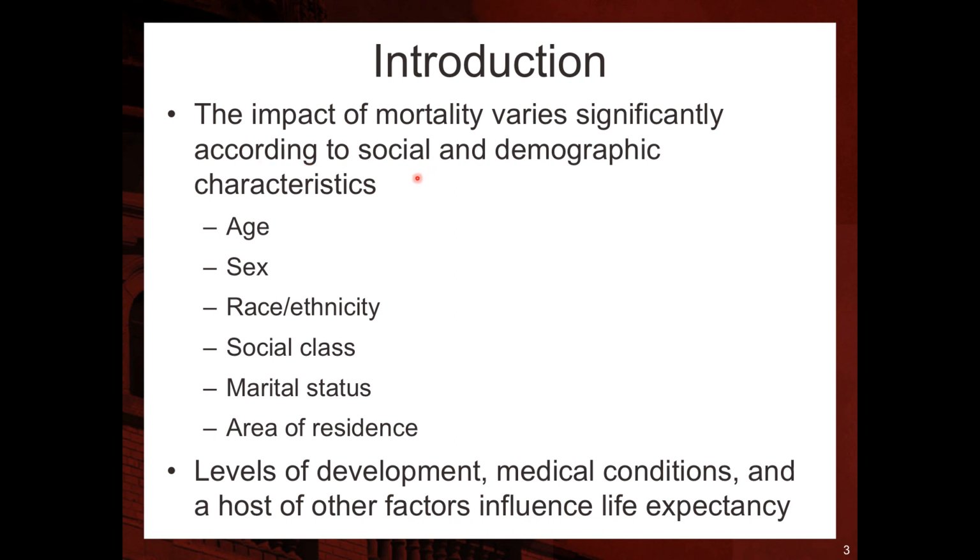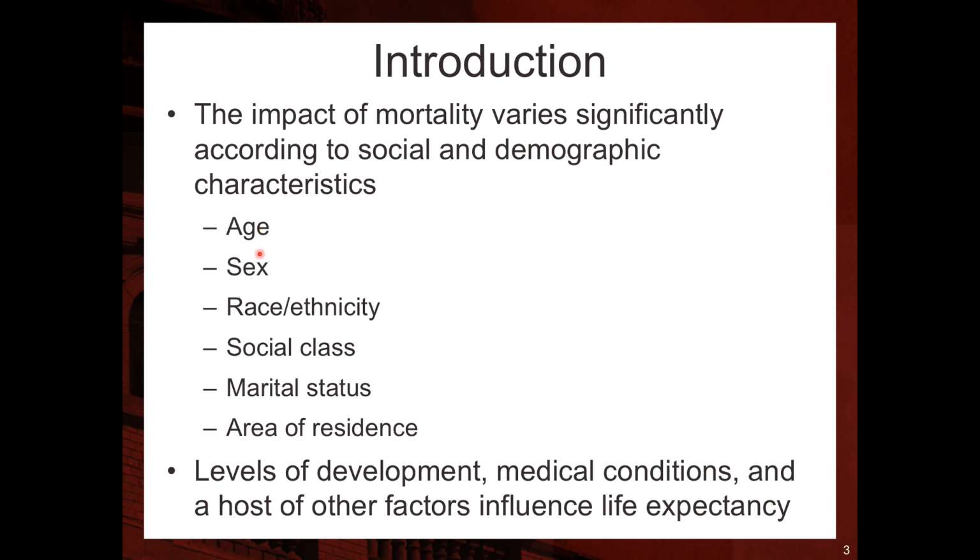And so here in this chapter about mortality, one important thing to highlight is that the impact of mortality varies significantly according to social and demographic characteristics. So whenever we are talking about mortality level, mortality trends, and mortality changes over time, it's good to know the variation of mortality by age group, by sex, by race, ethnicity, by social class, by marital status, and also by area of residence. And the levels of development and medical conditions and a host of other factors influence life expectancy. And life expectancy is one of the indicators to tell us about the mortality levels in a specific country or in a specific state, for example.